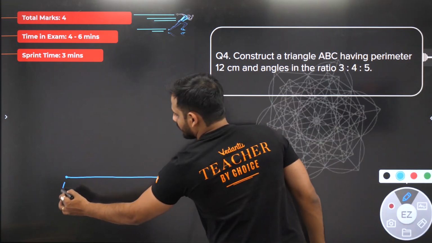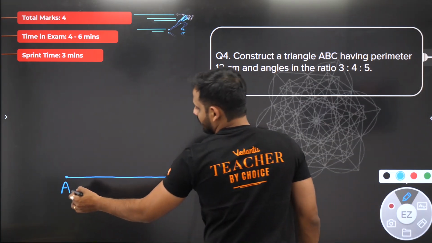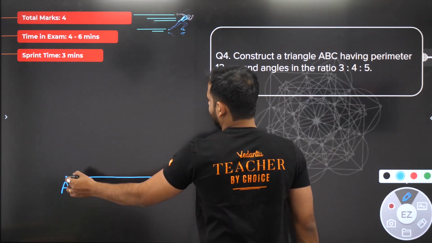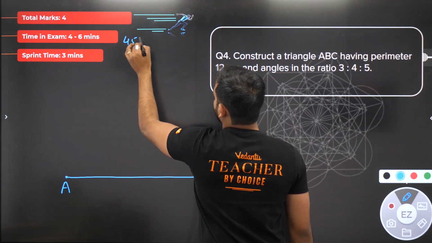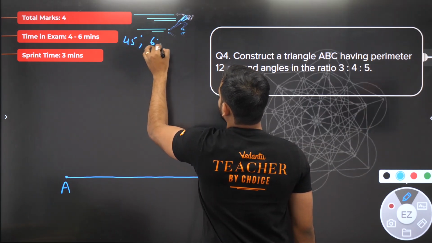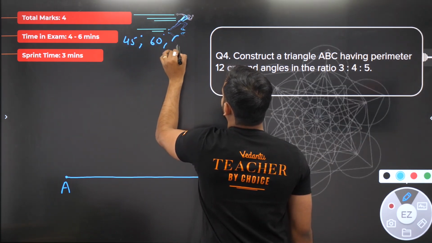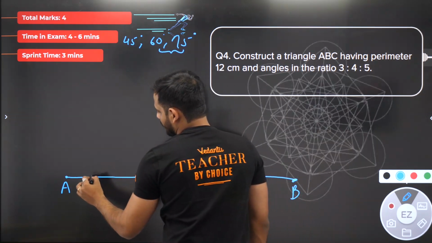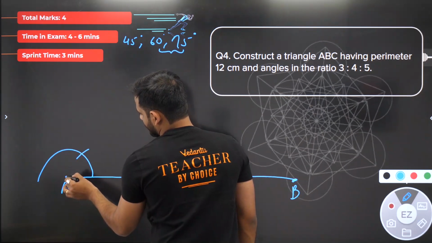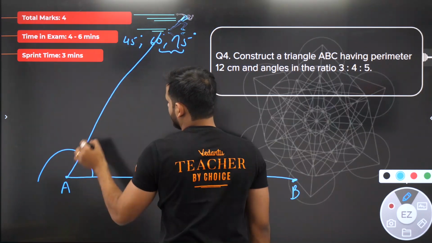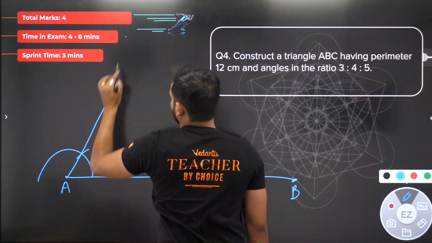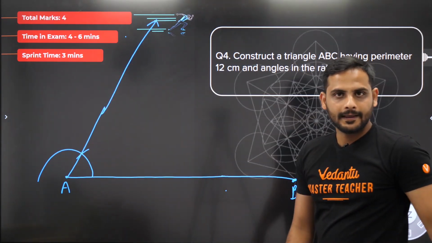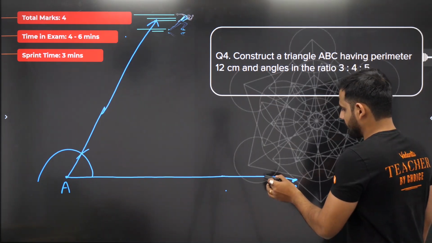Okay, this is A, let's say, and let's say this is B. Now at A, the three angles we got were 45, 60 and 75. Let's say these two are my base angles. So here I will draw an angle of 60 degrees. And here I will draw an angle of 75 degrees.